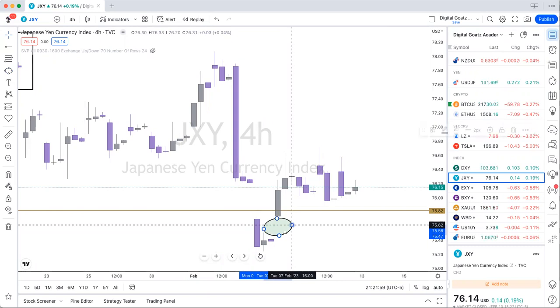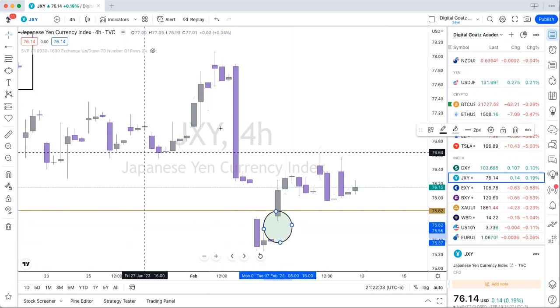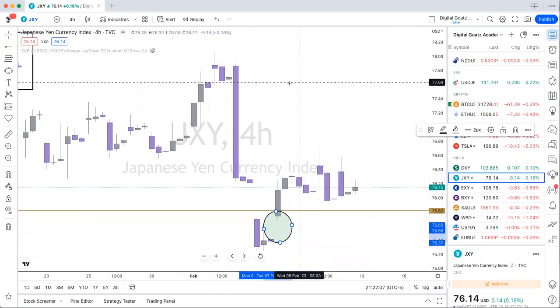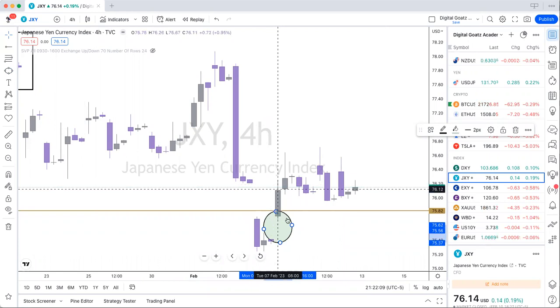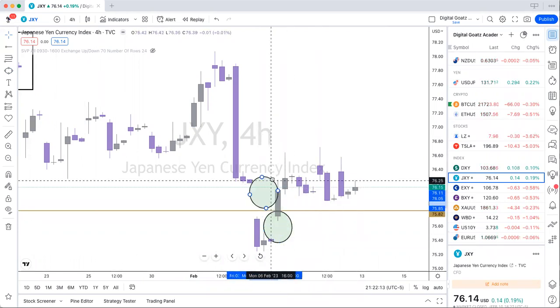And not saying that it's going to take forever, but based off of what we have right now, nothing saying that Japan has to come back to this gap. But we know it should eventually, just like it did right here. So if you guys see right here, that was a gap that the market did attack.